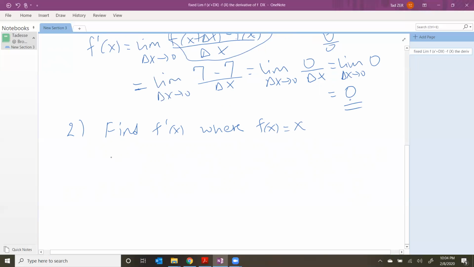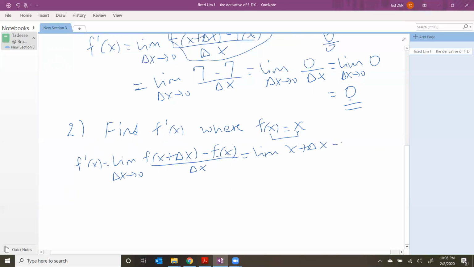Okay, so I'm going to use the same thing. I would say f prime at x is the limit of f of x plus delta x minus f of x divided by delta x, as delta x goes to 0. So this is the limit of f at x plus delta x. Now it is not constant. f at x is x. Whatever the input, it will be the output. So this will be x plus delta x minus f at x, which is x, divided by delta x.